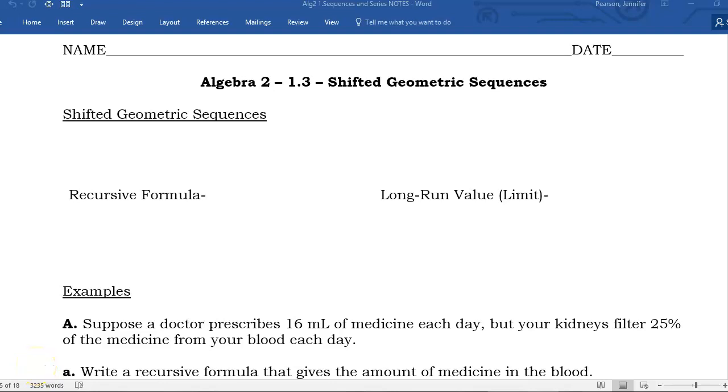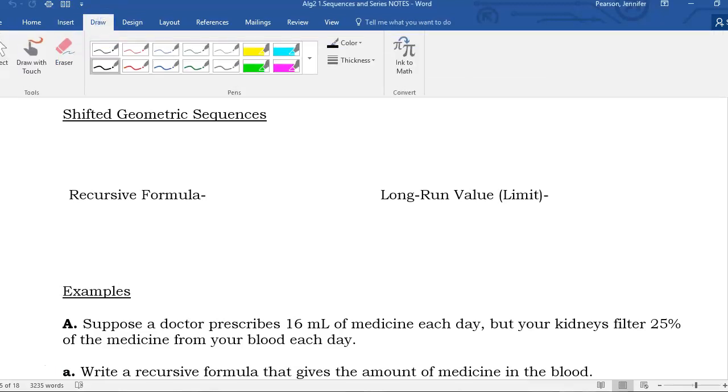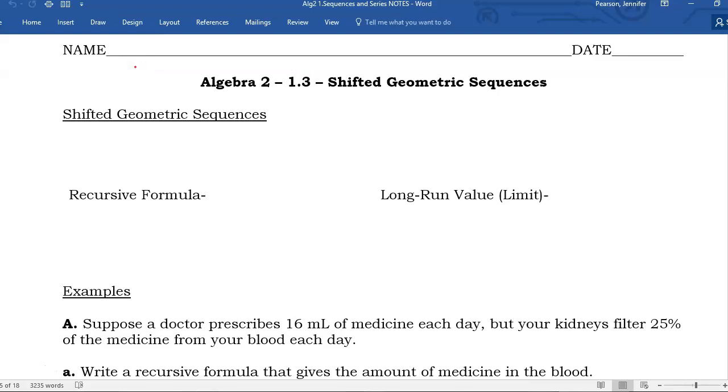This is Algebra 2, Lesson 1.3, Shifted Geometric Sequences. A shifted geometric sequence, just like the sequences we've been dealing with, is a list of numbers. And in this case, that list of numbers will use both multiplication and addition to generate its terms.